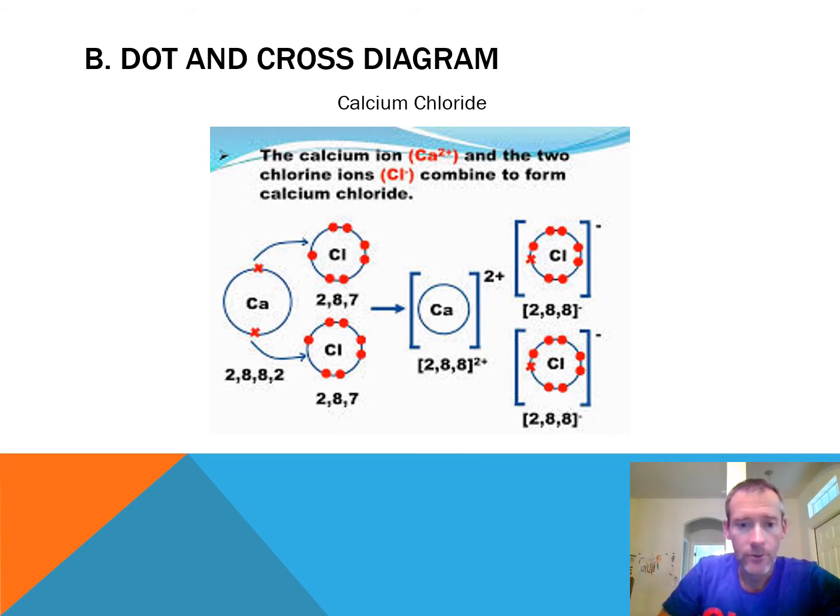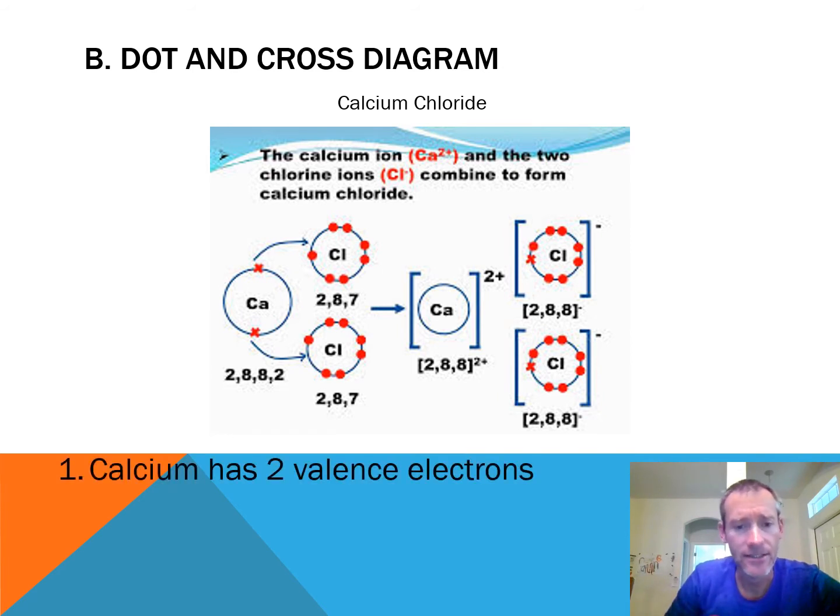Alright, here's an example of calcium chloride. So you notice calcium has 2 outer electrons, so it's going to give 2 away. But chlorine only needs 1, so you've got to bring an extra chlorine in there to get the other electron from calcium. So that's why the formula for calcium chloride is CaCl2.